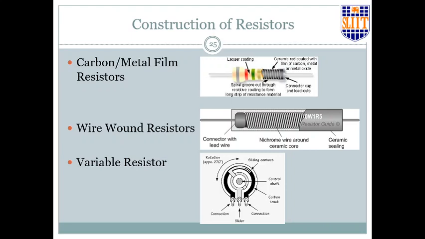sp2 hybridization, where one electron per carbon atom is actually free in a cloud. So that electron would help us to transport some charges, right? So that is graphite. So graphite is what is used in this device, carbon resistance.